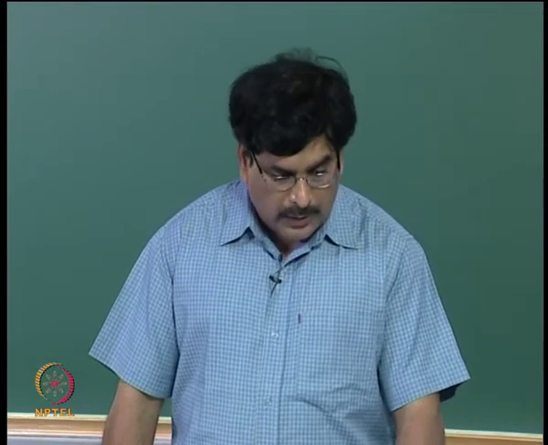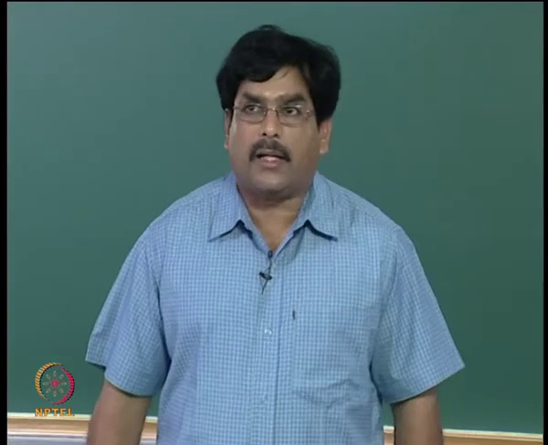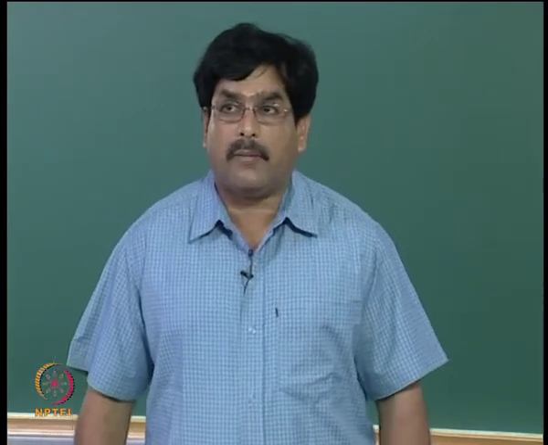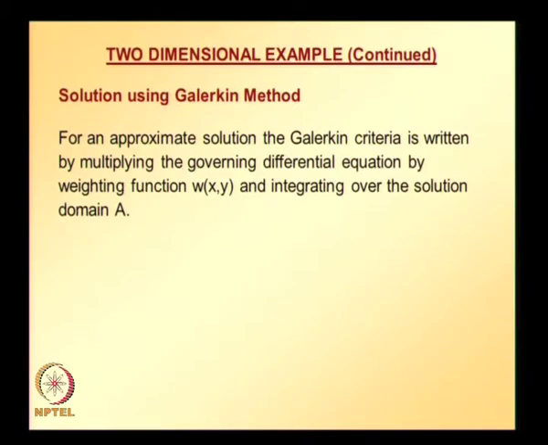So, the solution using the Galerkin method, here Galerkin method means modified Galerkin method. For an approximate solution, the Galerkin criteria is written by multiplying the governing differential equation by the weight function and integrating over the solution domain. This is the first step. And the second step is to reduce the order of differentiation using Green's theorem or integration by parts. Here we need to use integration by parts in 2 dimensions.